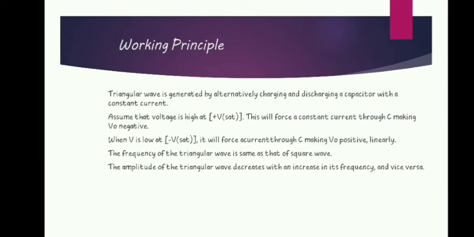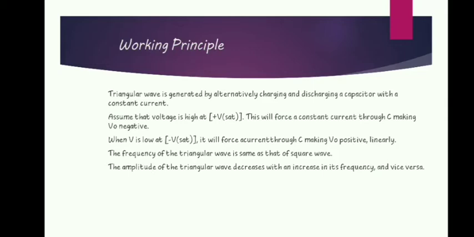Initially, we assume that the voltage V is high at plus Vsat. So, this plus Vsat will force a constant current through the capacitor. The constant current value I will be equal to plus Vsat divided by the value of the resistor R3. This will drive the V0 value negative linearly. So, if we consider the diagram, we have obtained the bottom half.